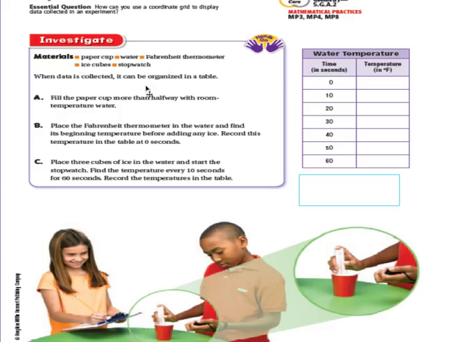When the data is collected, it can be organized in the table. Fill the paper cups more than halfway with room temperature water. Place the Fahrenheit thermometer in the water and find its beginning temperature before adding any ice. Record this temperature in the table at 0 seconds, so before you start, what's the temperature? Place 3 ice cubes in the water and start the stopwatch. Find the temperature every 10 seconds for 60 seconds.